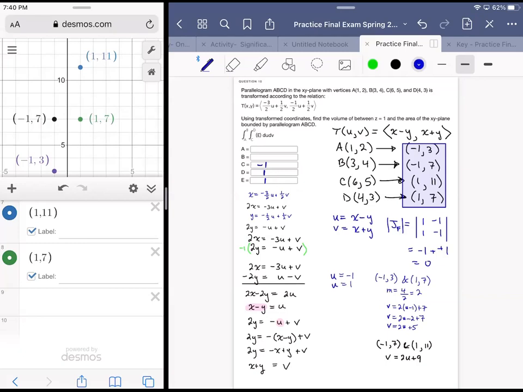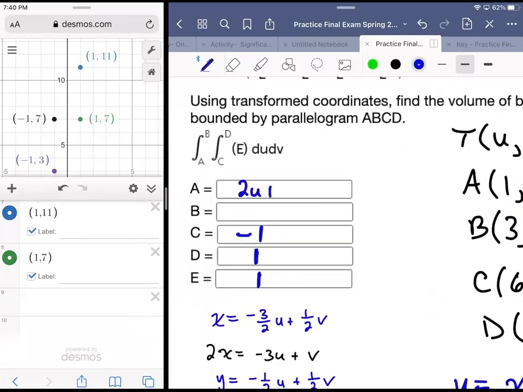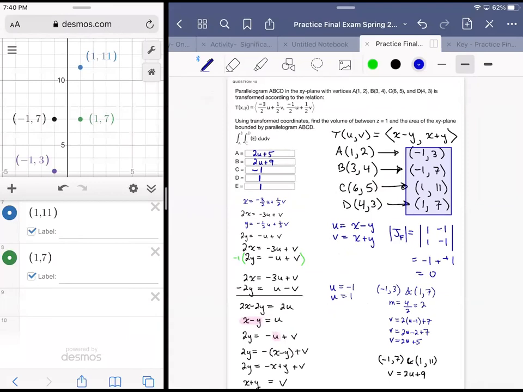The bounds for the A and B, and this is only because we're forced down this road based off of the nature of the situation, we would say is going from 2U plus 5 to 2U plus 9. But if we were actually supposed to evaluate this, then what we would need to do is reverse the order of integration and go from there. But the one thing that we're kind of hung up on here is the Jacobian.